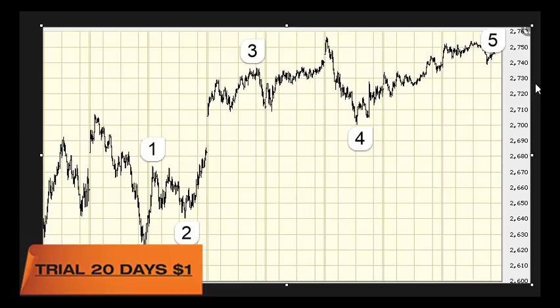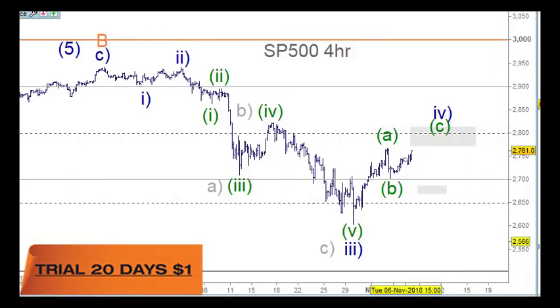So we need to be mindful of this count here as well. You could go in and study this yourself, but this is what's happening on the cash market, and I like to take that into consideration. I don't like to put my head in the sand.